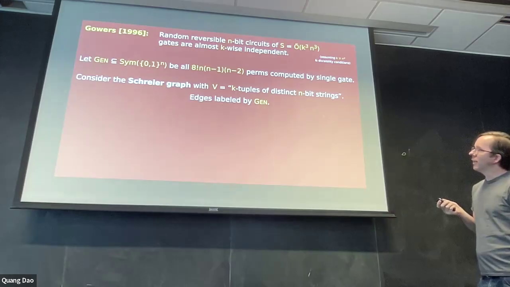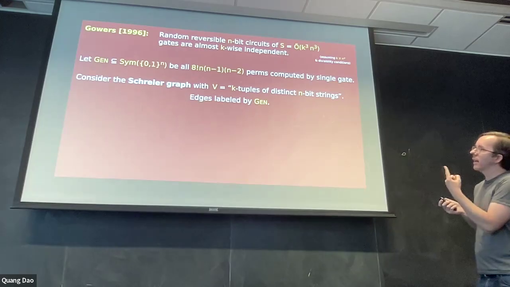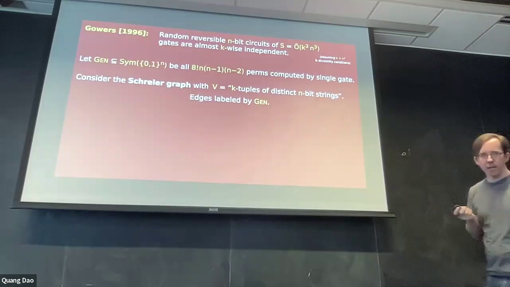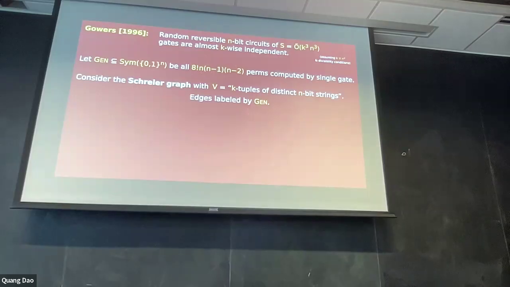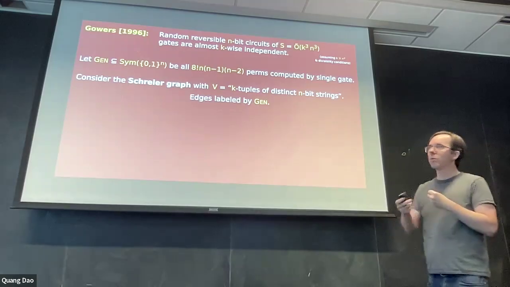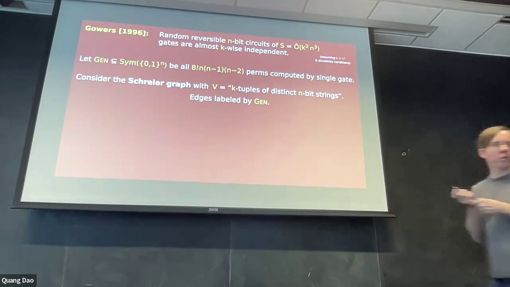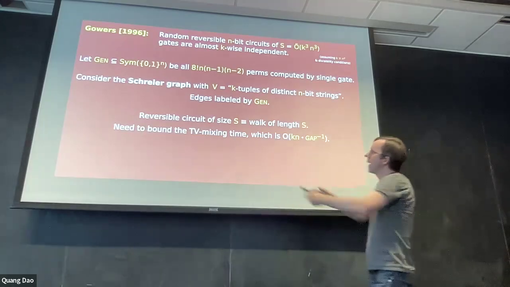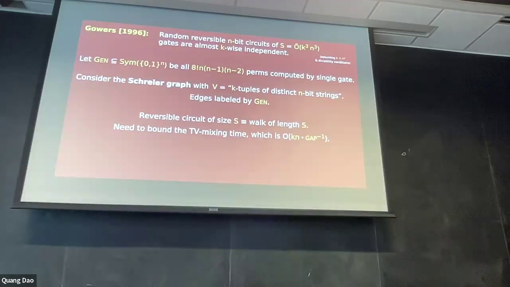And you look at the set of all single gates. Of which there are 8 factorial times n minus 1 times n minus 2 of them, that choose 3 wires in a 1-8-1 permutation. We call this a generating set, a subset of all permutations of n-bit strings. And in this Schreier graph, the edges are labeled by the generating set, like saying, if I do this gate, how will this k-tuple of n-bit strings change? And now a reversible circuit of size s is really just a list of s many generators. So it's like a walk in this graph of length s.